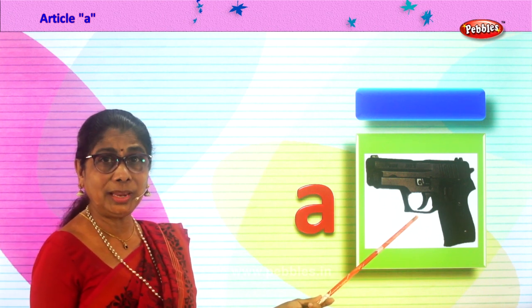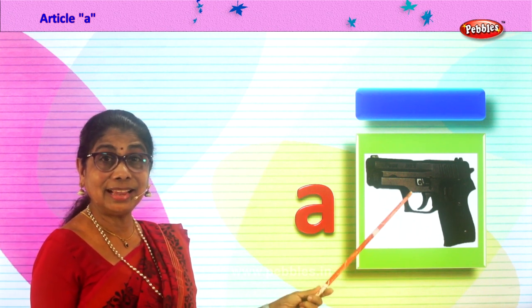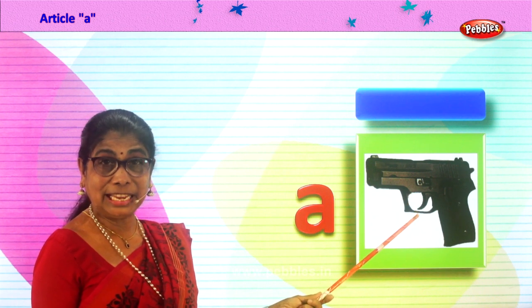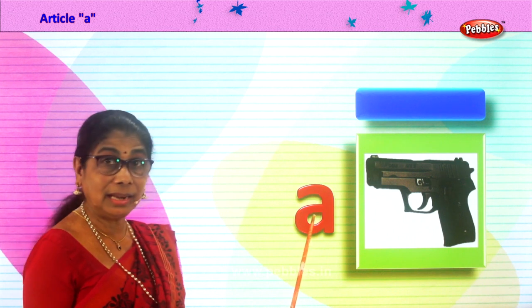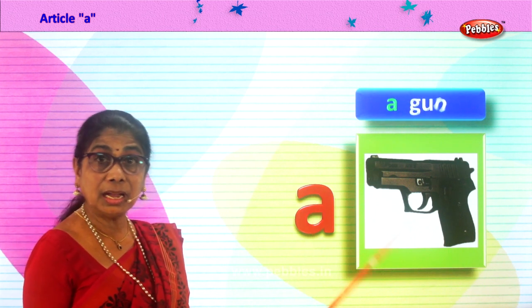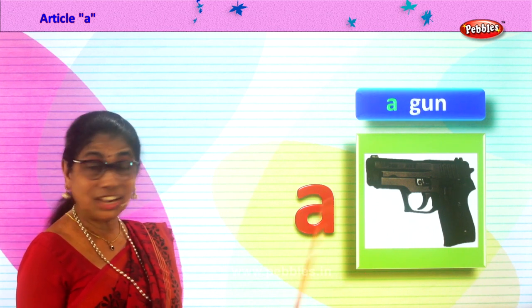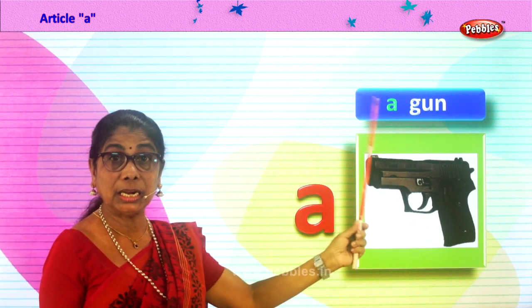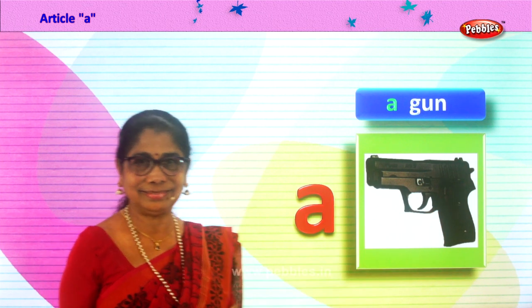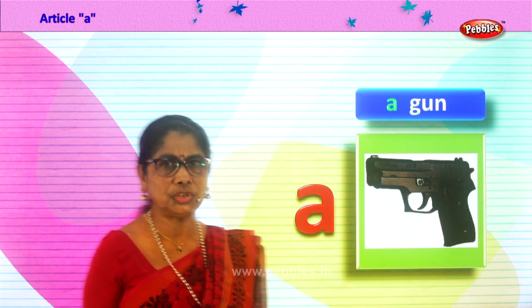Let's go on to our next picture. This is a toy. Gun. Yes. Gun begins with letter G. G is a consonant. So we have article A in front. A gun. G-U-N. Gun. A gun. Very good. Are you enjoying, children?